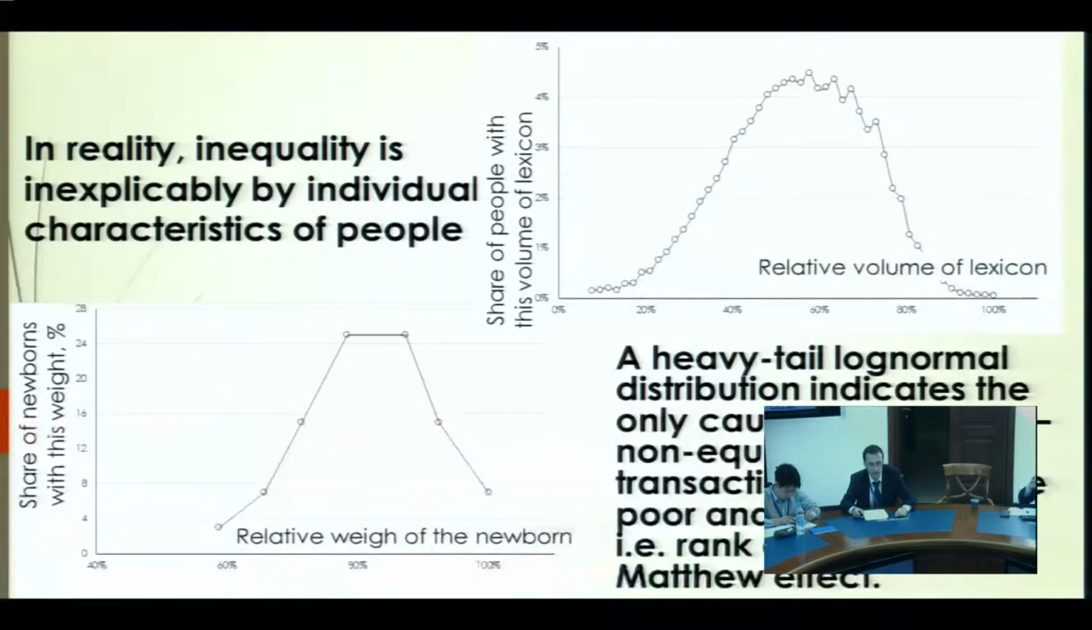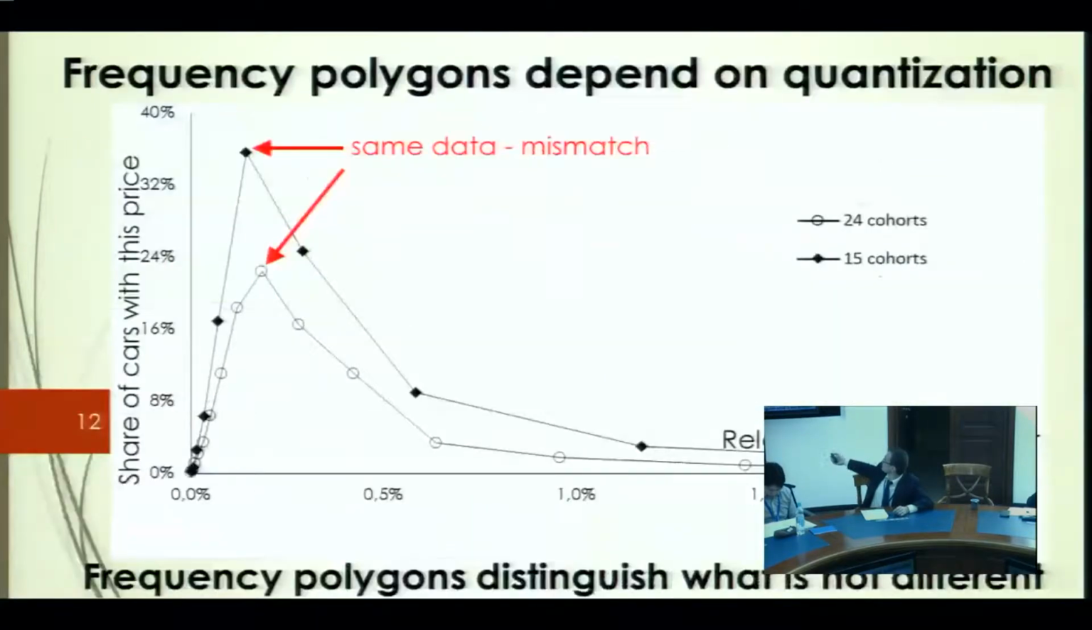A heavy-tail log normal distribution indicates the only cause of inequality: non-equivalent transactions between the poor and the rich, that is rank exchange or the Matthew effect. In order to see this, we need histograms, frequency polygons. This is their advantage. But frequency polygons depend on quantization. Frequency polygons distinguish what is not different. This is the same data. It is a problem because we have to work with data from different sources.